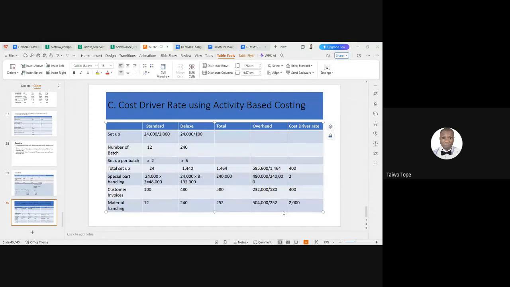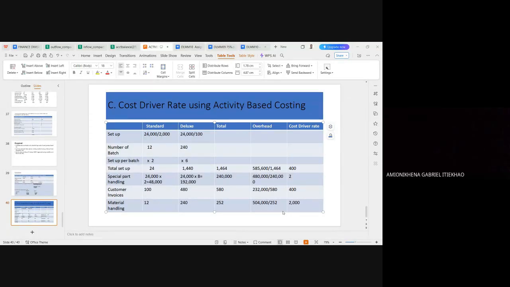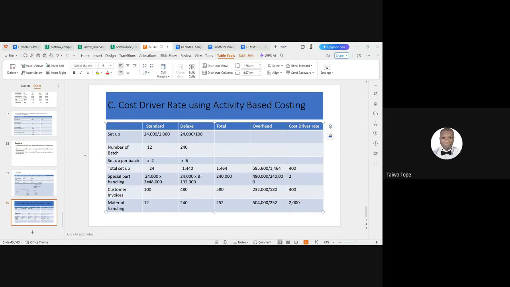All right, what is your question, sir? Please, I want to know how you arrive at 12 at 240 for the material handling. Okay, see it up here, sir. At the beginning, we defined in the question that batch size is 2,000 for standard. So one batch constitutes 2,000 units. So how many batches will you have in 24,000 units for standard? That is where we have 24,000 divided by 2,000. Number of batches will be what? 12. Okay, got it.